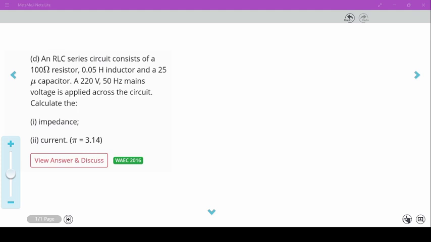This is a WAEC question from 2016, and a few of us who might not know what's going on here would be baffled about this question, but trust me, it's pretty easy. An RLC series circuit consists of a 100 ohms resistor, a 0.05 Henry inductor, and a 25 microfarad capacitor. A 220 volts and 50 hertz mains voltage supply is applied across the circuit. Calculate the impedance.